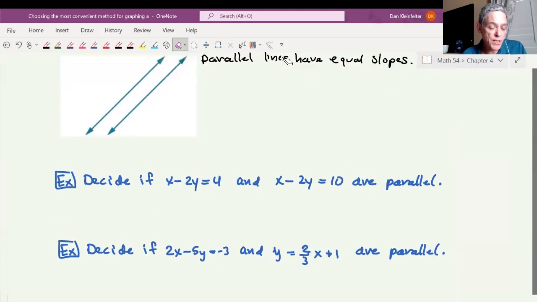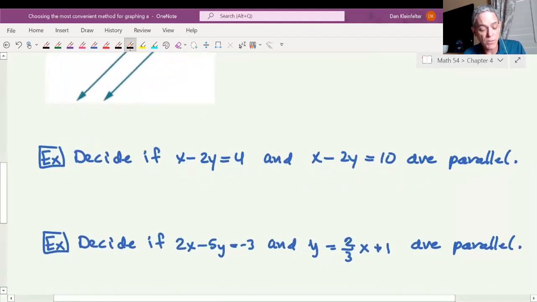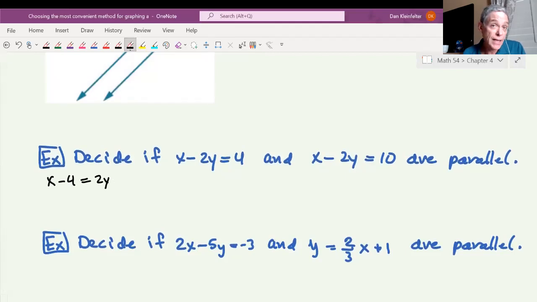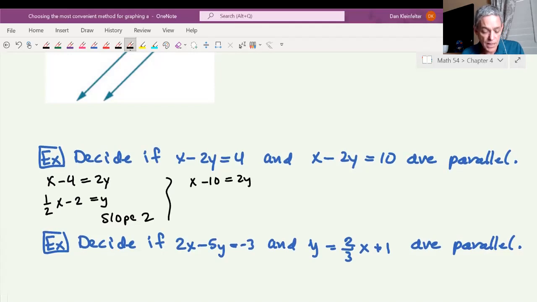So to try and decide, let's see if x minus 2y equals 4 and x minus 2y equals 10 are parallel or not. To do that, I'm going to rewrite each in slope-intercept form. The first one will be x minus 4 equals 2y. Dividing by 2, we'll have 1/2 x minus 2 is y. That means that the slope is 1/2. For the other one, we'll have x minus 10 equals 2y. And so dividing by 2, we'll have 1/2 x minus 5 equals y. This one has slope 1/2. Both of those lines have slope 1/2, so they are parallel.